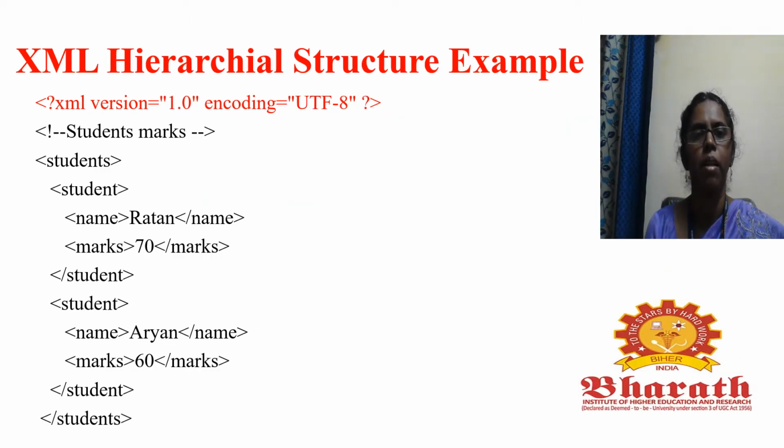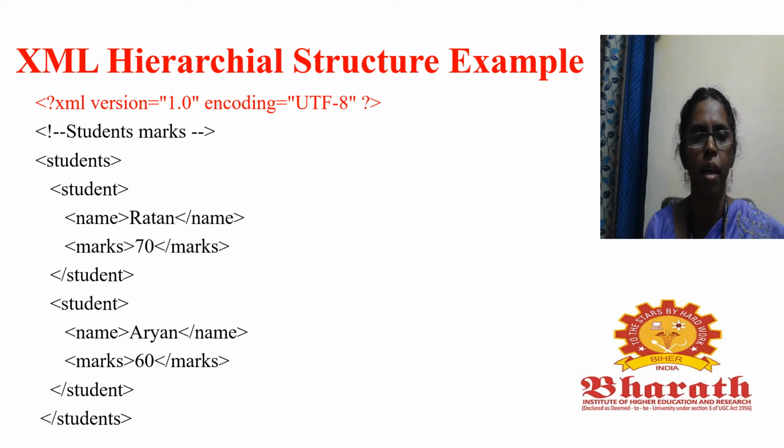Another example. Here we are having one students tag. Students tag is the root element. Within the students tag we are having the student child element. Then within that we are having name and marks, another two elements. Then again we are closing this student.